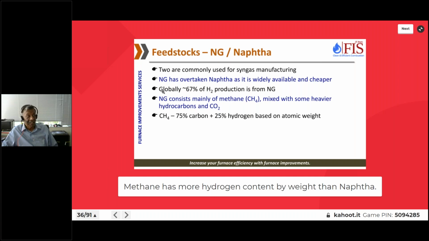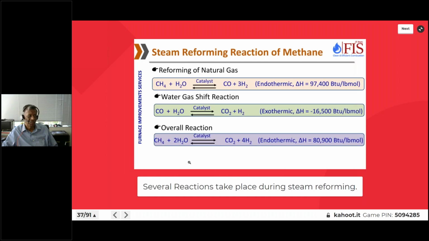So globally, right now, 67% of the hydrogen is produced from natural gas. And natural gas is basically methane with some heavier hydrocarbons like ethane and a little bit of CO2. And as we talked about, methane has 25% hydrogen. Methane actually has more hydrogen content by weight than naphtha. So in a way, it is even better than naphtha. Naphtha has much less hydrogen as compared to methane.